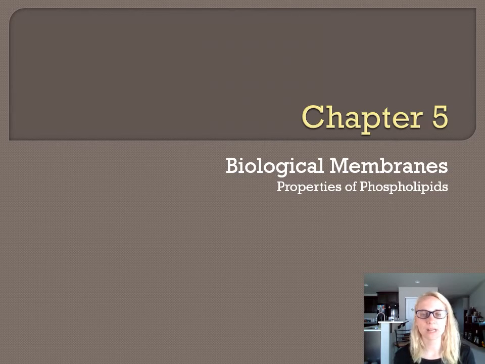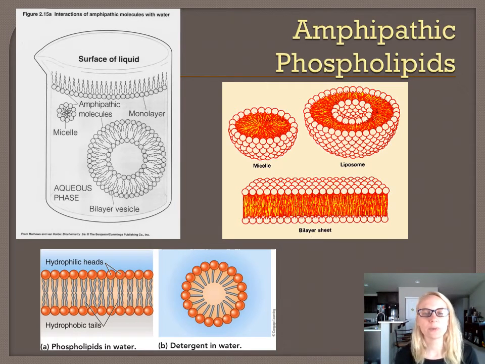This first little mini lecture is going to be covering properties of phospholipids. We're going to review a little bit about what that is and then see how they go together to create this phospholipid bilayer, which is what all biological membranes are made of. Let's take a look. So here we have a lot of different pictures about phospholipids, but I wanted to just recall what a phospholipid is. So I'm just going to draw it right over here.